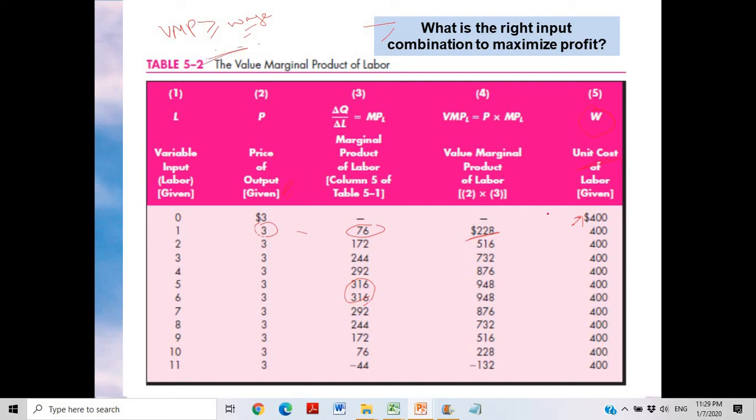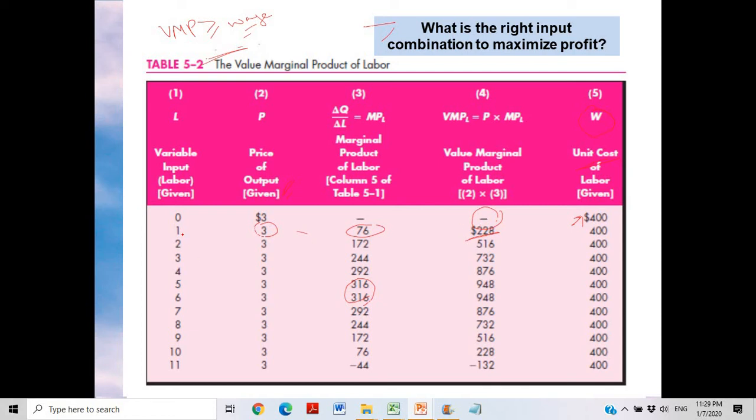This is where we have to use the principle just now: we have to compare between VMP and the wage. In the first instance here, there is no VMP, of course, because we have no variable input yet, no production yet. If we don't start here, we don't start anything. So we go to the second level.